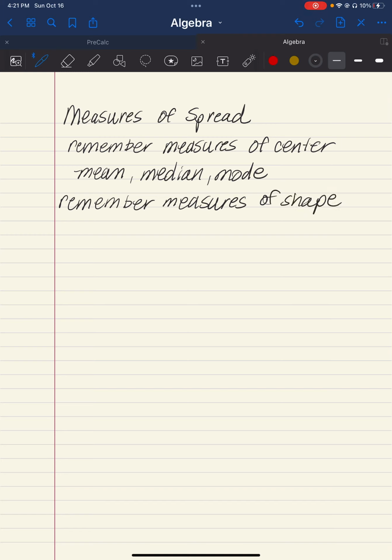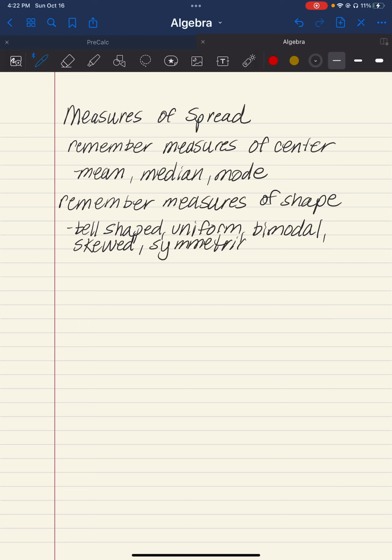And what do we know about measures of shape? We had bell-shaped, uniform, bimodal, skewed, and then symmetric. Some of the things like bell-shaped and uniform, even bimodal at times, can be symmetric. So symmetric comes with a little asterisk because it can apply to any number of other measures. So that's what we've talked about so far.